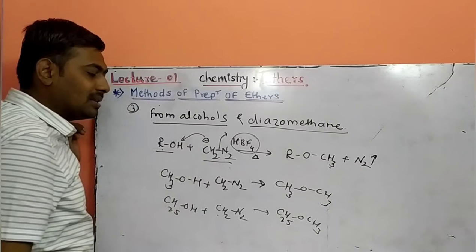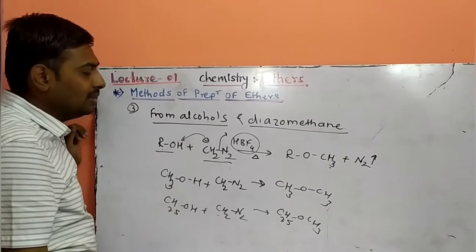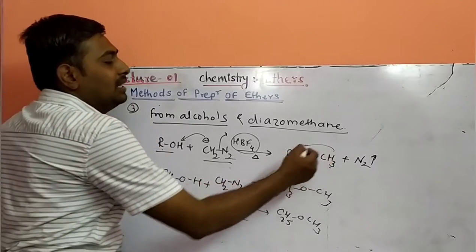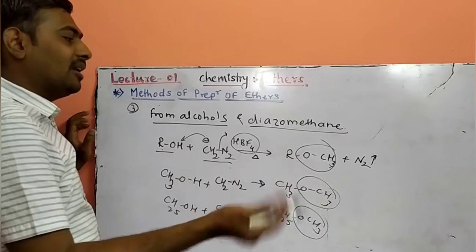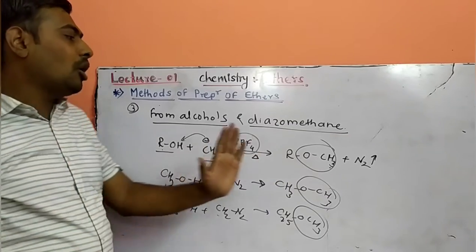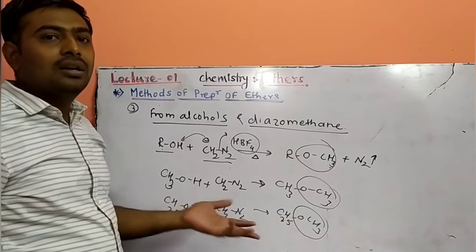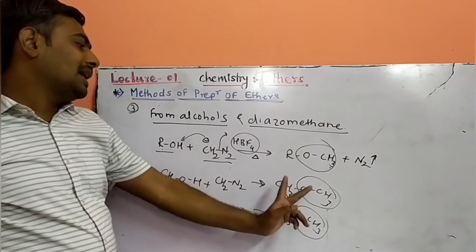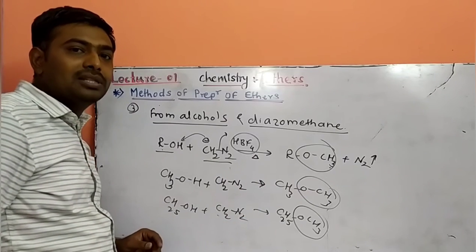HBF4 is used as a catalyst for this reaction. But what is the drawback of this reaction? This reaction can only generate methyl ether as a product. One side of the ether molecule is always blocked by a CH3 group. So we cannot obtain other types of ether. We can obtain only methyl ethers, meaning dimethyl ether, ethyl methyl ether, or any methyl ether can be produced with the help of this type of reaction.